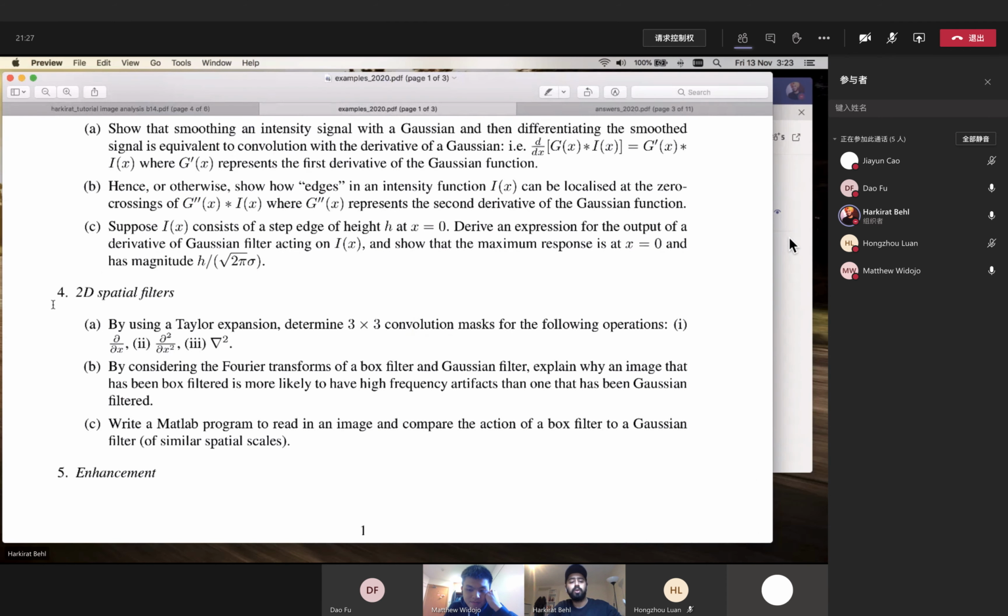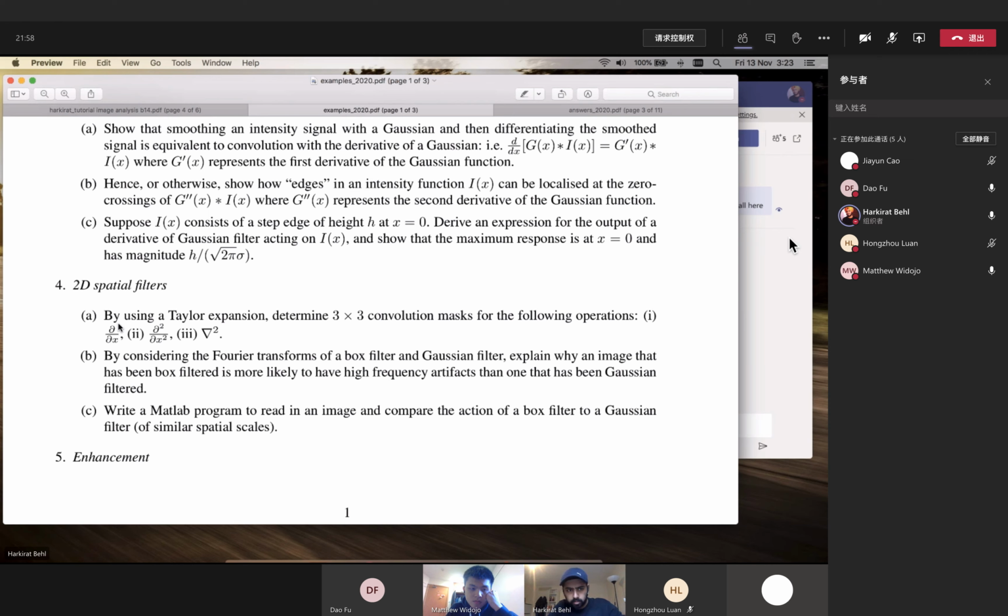So in question 4, it says that by using a Taylor expansion, determine 3 by 3 convolution masks for the following operations: the first order partial derivative, second order partial derivative, and this. So how do we go about doing it? It says that you have to use Taylor expansion. I think most of you were able to derive it for all of these, but let's have a look. So basically, this can be derived by first writing.